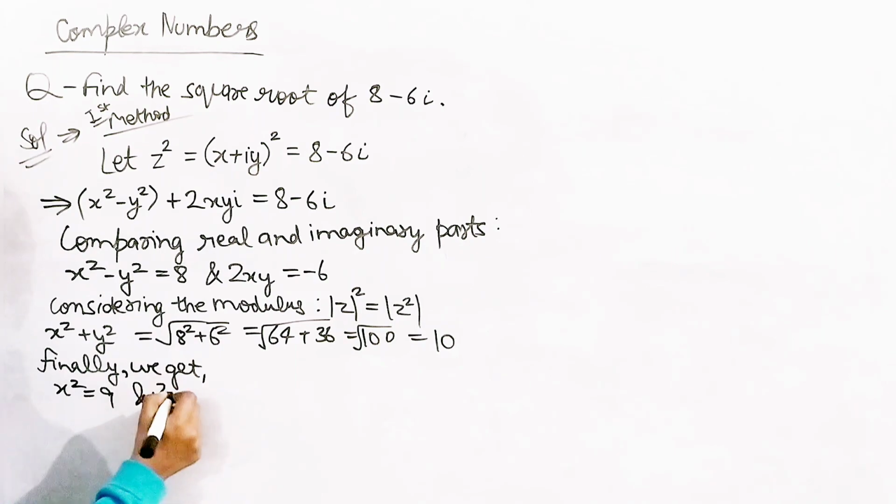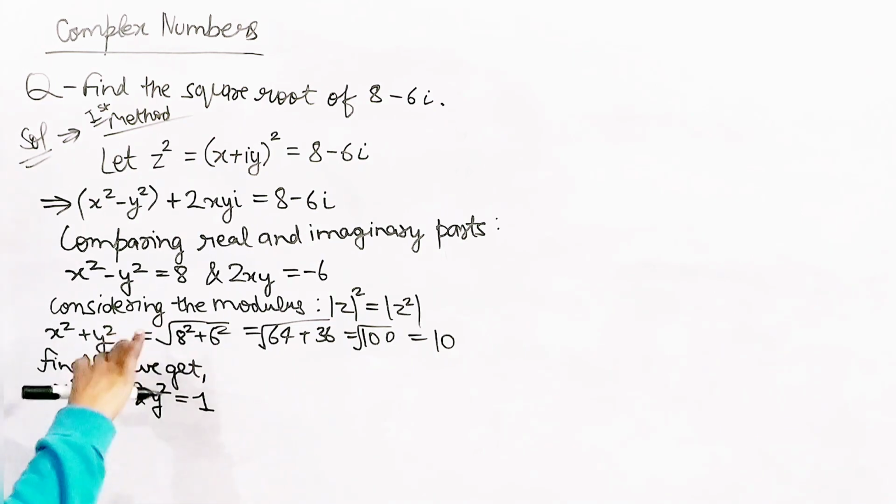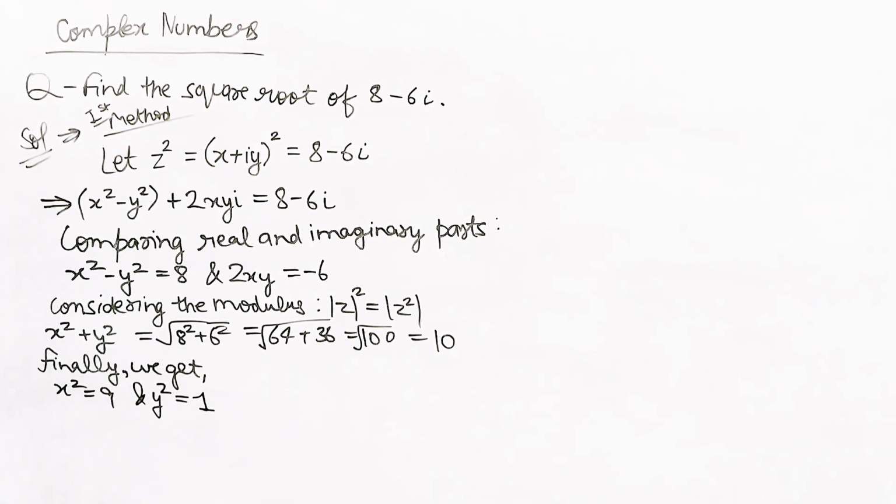And this y squared is equal to 1. So how can I write this in another way? I can write x squared is equal to plus minus 3 and y squared is equal to plus minus 1. Okay, so can I write it like this way?